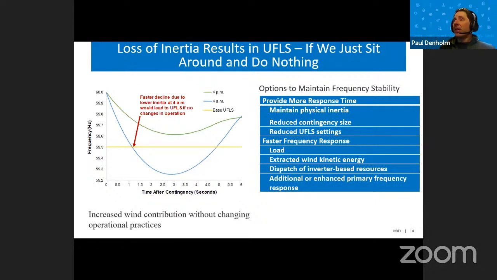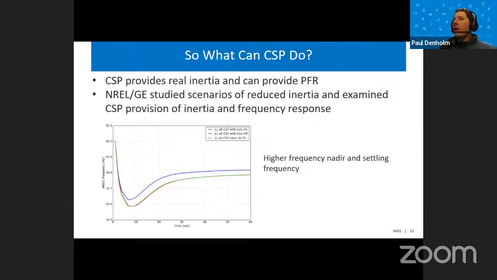And there's quite a few things that we can do, but the one question is, what role can CSP provide? So CSP is a traditional thermal power plant. It just uses the sun instead of coal or gas. So from that standpoint, it provides the same services as traditional generators. It provides real inertia and can also provide primary frequency response.